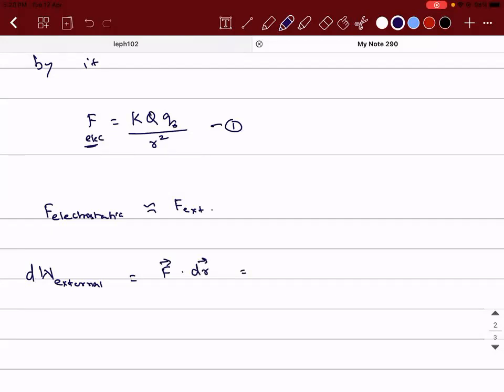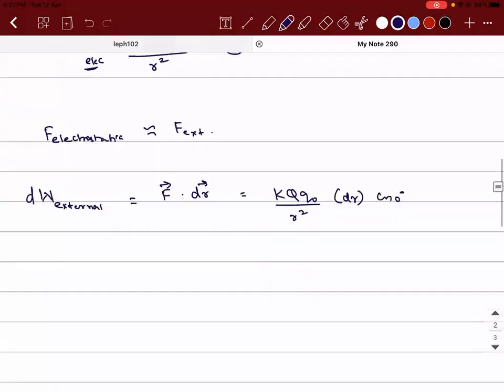So what is F vector? K q into q naught divided by r square into dr. Accepted. Is there any doubt in this? Right. K q q naught by r square into dr. If you want, I can write cos 0, because external force and dr are both acting in the same direction. Now, cos 0 is going to be 1.